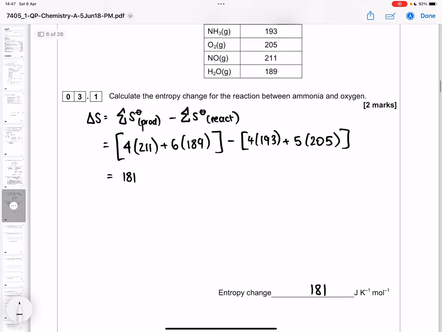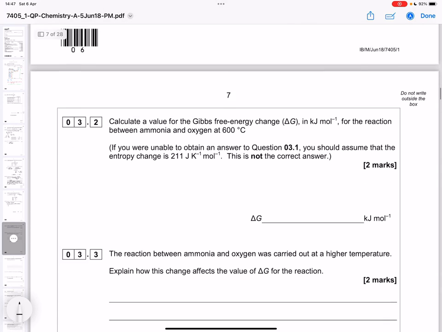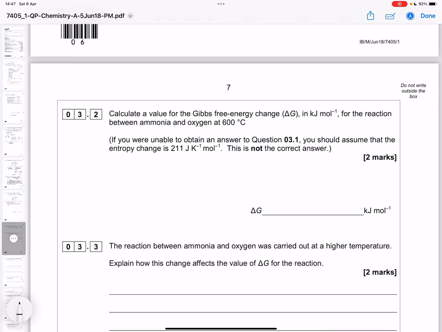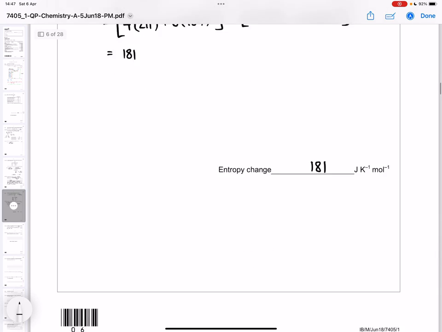Remember, this is a double page spread, so we can see both parts at the same time. It wants us to calculate the Gibbs free energy change in kilojoules. We have to pay attention to that because remember the units are important. So we need to remember that delta G is delta H minus T delta S. We were just given the delta H back up here at the beginning as minus 905. So we got minus 905.